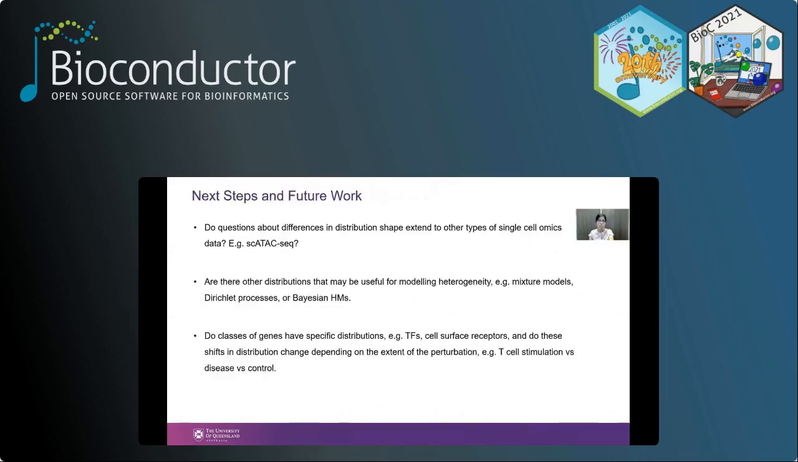As the next step, we are currently exploring the possibility of extending the differential distribution framework to other types of single-cell omics data, for example, single-cell ATAC-seq. We're also looking at incorporating other distributions that may be useful for modeling heterogeneity, like mixture models or even Dirichlet processes. By extending our framework to include other types of single-cell omics data, we hope to test whether particular classes of genes have specific distributions.